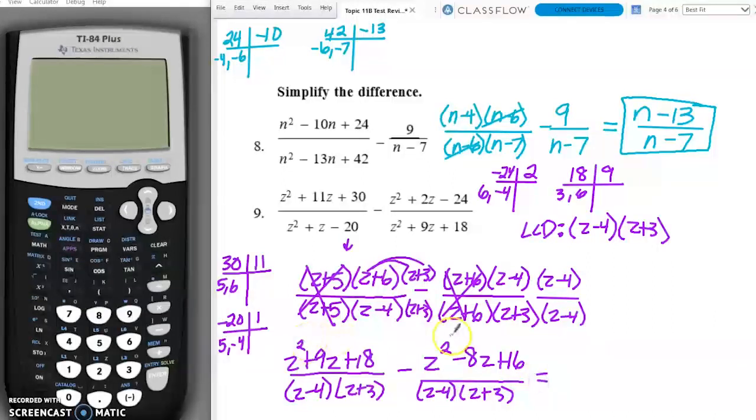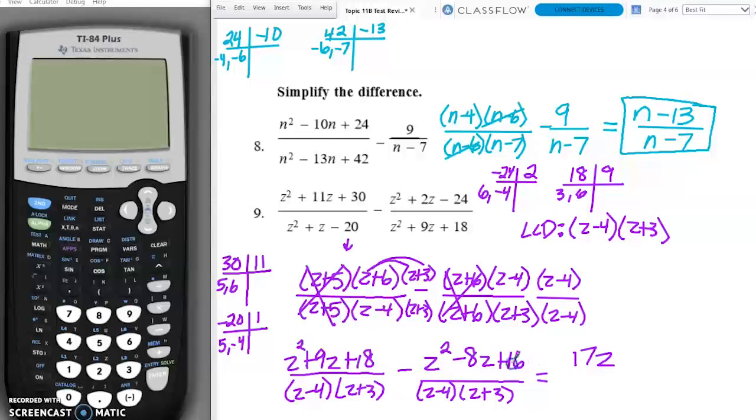So we get z squared minus z squared. Those are going to go away. We don't have a z squared now. Positive 9z minus a negative 8. Remember, when you're subtracting a negative, that's the same as adding a positive. So that's essentially 9 plus 8, which is 17z.